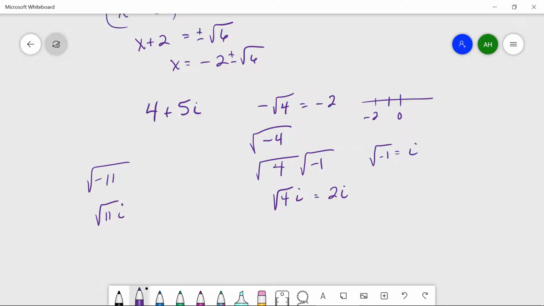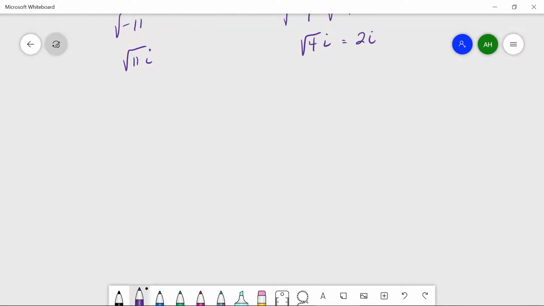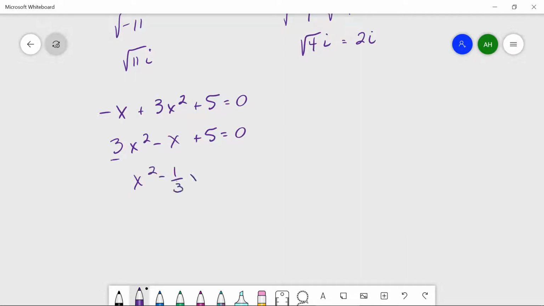So let's work here with a problem. I have negative x plus 3x squared plus 5 equals 0. I want to rewrite this such that my x squared is first. So I have 3x squared minus x plus 5 equals 0. I want to get rid of this 3, so let's divide everything by 3. So I get x squared minus 1/3 x plus 5/3 equals 0.